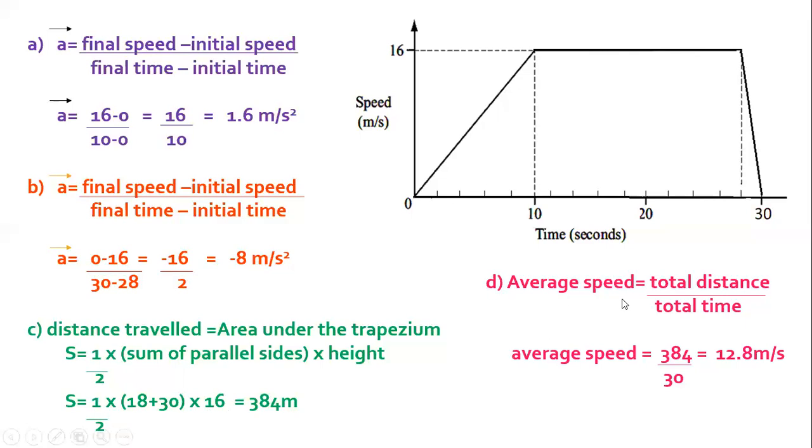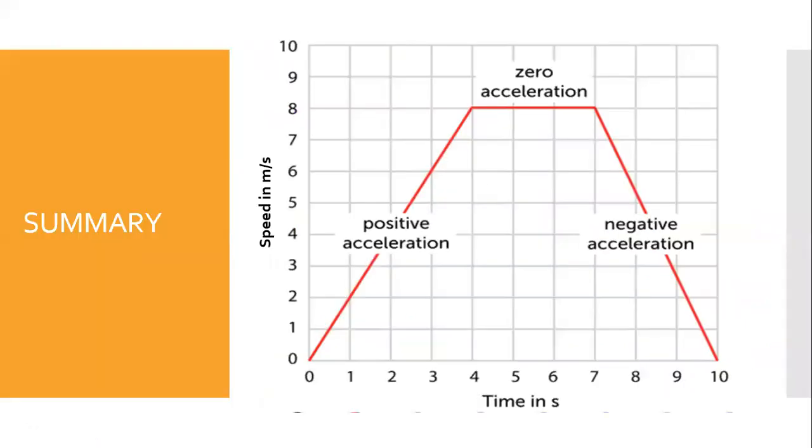And you have to find the average speed. Average speed is a simple formula: total distance by total time. You already calculated the distance, 384. Total time, in the graph, you can see it's 30. The total time that the car took moving, starting from rest, then with a constant speed, then decelerating, coming to rest, was 30. So you will divide 384 by 30 and you will get the answer of 12.8 meter per second.